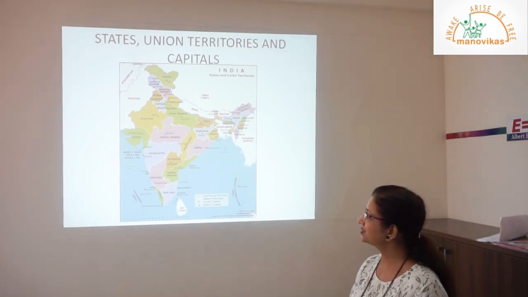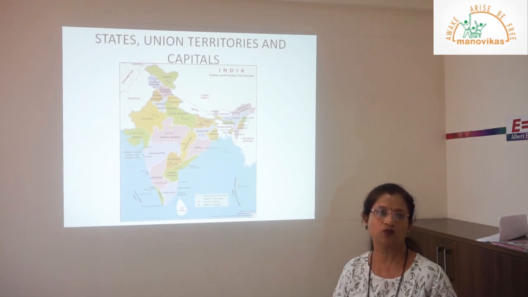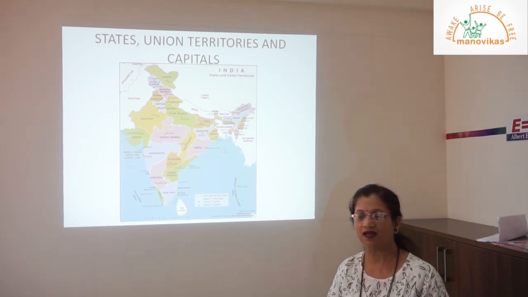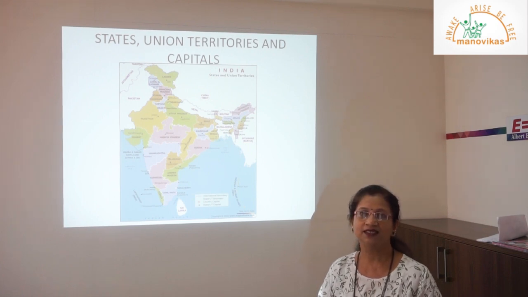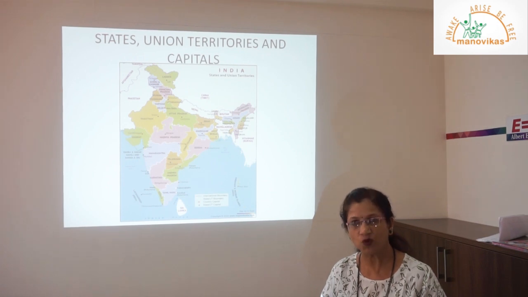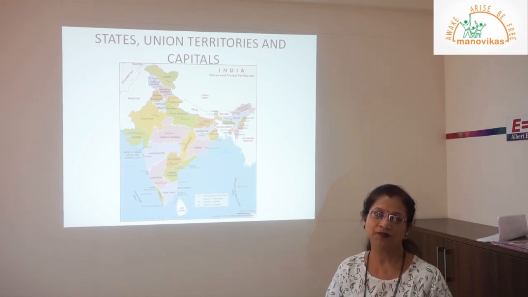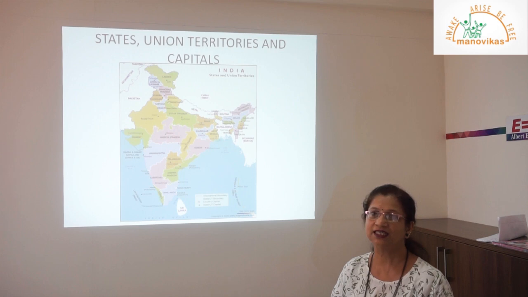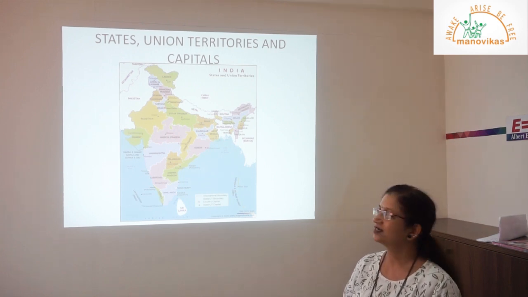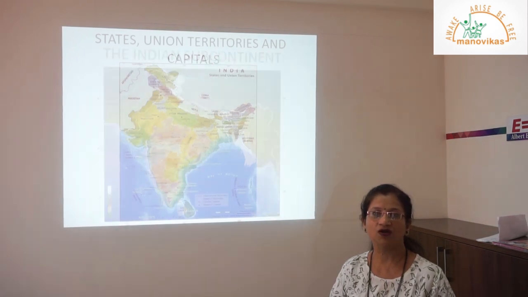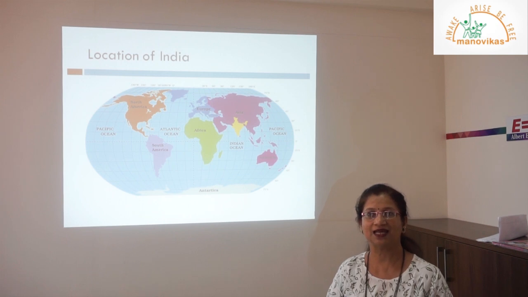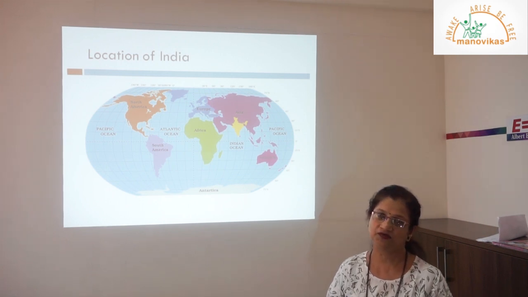So with this, I will just summarize the lesson once again. First and foremost, the capital of India is New Delhi. It is the 7th largest country in the world and the second most populated country in the world. It has 6 physical divisions. So you have seen all the divisions: the northern mountains, the northern plains, the plateau region, the coastal plains, the island region and the desert region.